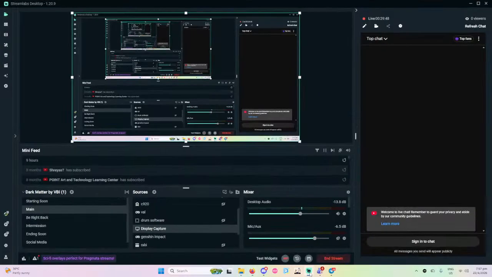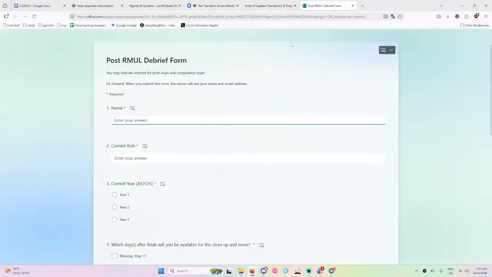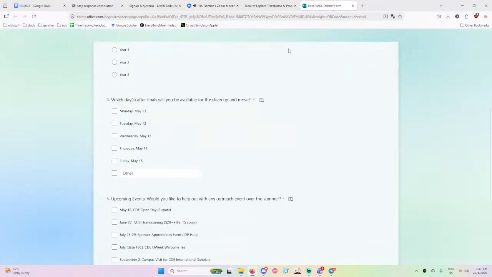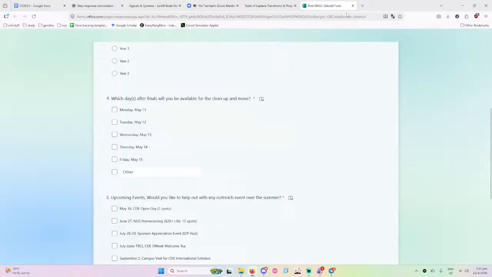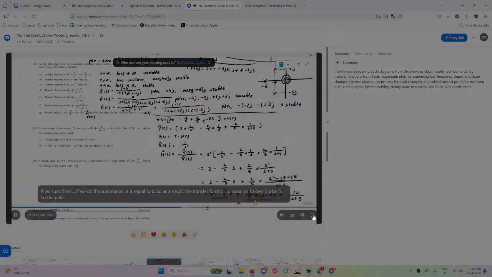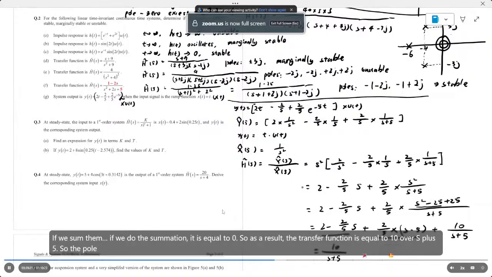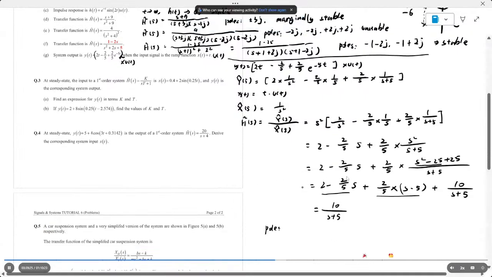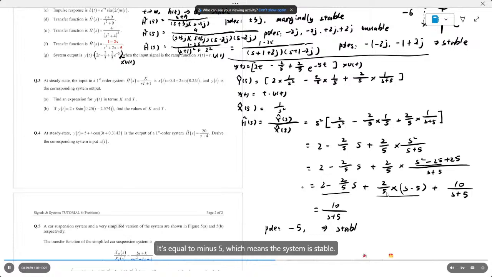Over s plus 5, it is s minus 5. And then we will have plus 2 times 25 over 5, which is equal to 10 over s plus 5. So the first two terms here, if we sum them, are equal to 0. As a result, the transfer function is equal to 10 over s plus 5. So the pole is equal to minus 5, which means the system is stable.